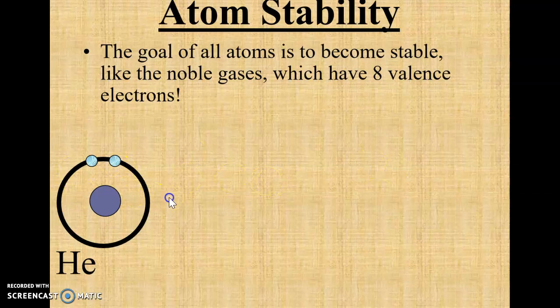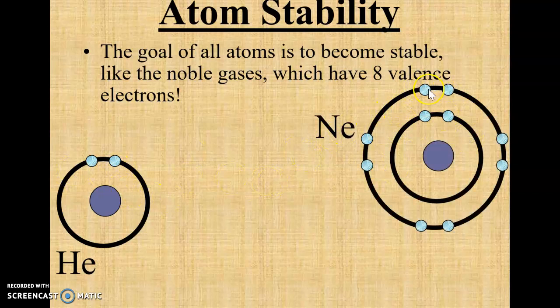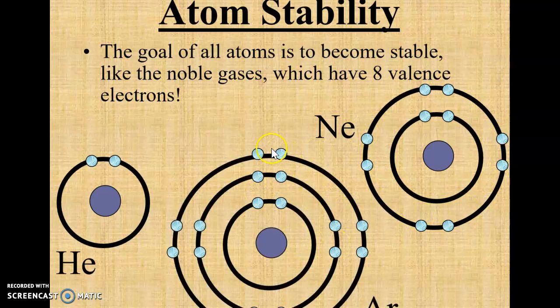So helium, that's stable. Neon, 1, 2, 3, 4, 5, 6, 7, 8, that's stable. Argon, same thing. There's 8 in the outer shell, it's stable.